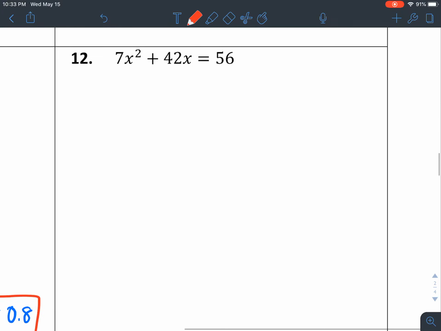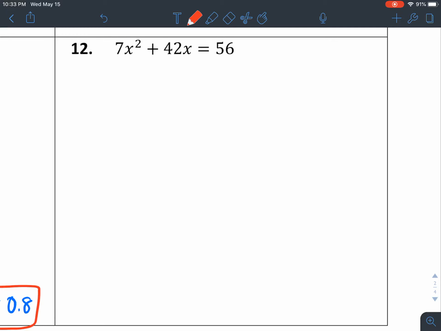Okay, moving along. Last one. Number 12, we've got something that looks super messy, super mean. 7x squared plus 42x equals 56. Now, something I recognize right away, and hopefully you do too, is that all three of my terms are multiples of 7. So what I can do in this equation to make it a little easier for myself is divide everything by 7, which you are allowed to do as long as you're dividing everything by the same number. So here that leaves me with x squared plus 6x equals 8.